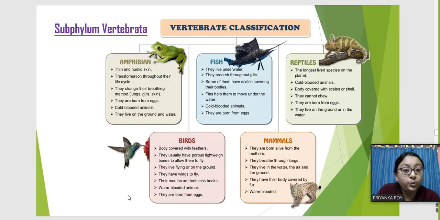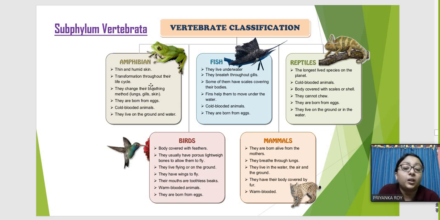Next, coming to the other superclass, that is Gnathostomata. Superclass Gnathostomata has all these classes. If we start with amphibia, or let us start with fish first, then it will be a perfect order. So fish, obviously, breathe through gills, they have scales on their body, and they have fins which help them to move underwater. They are cold-blooded animals and they are born from eggs.